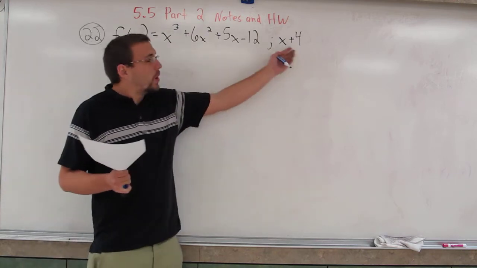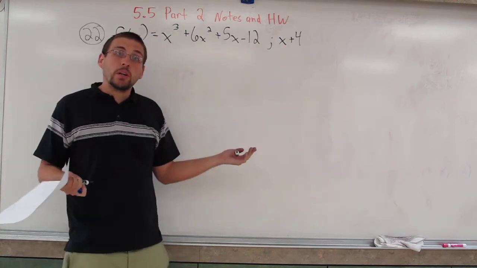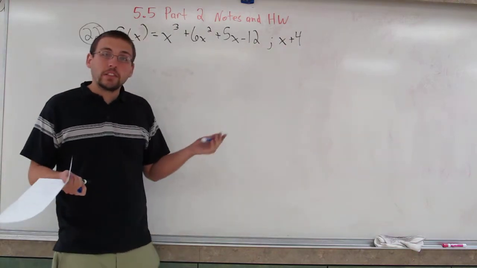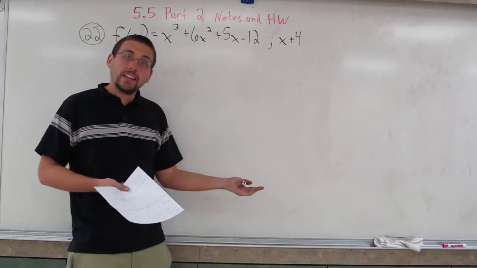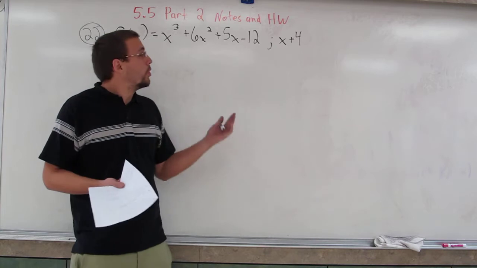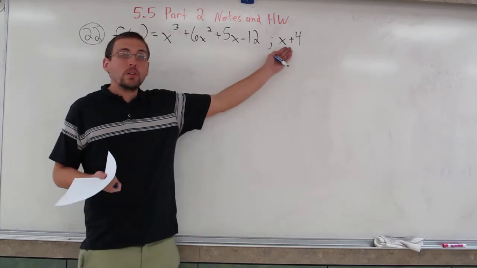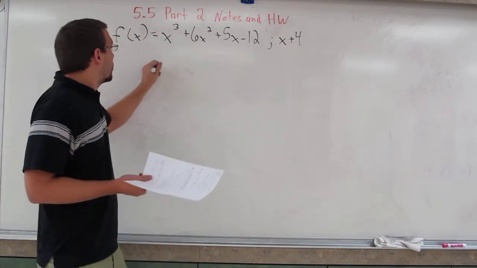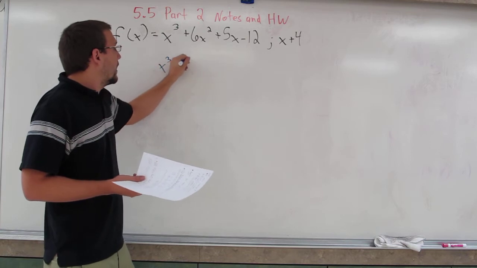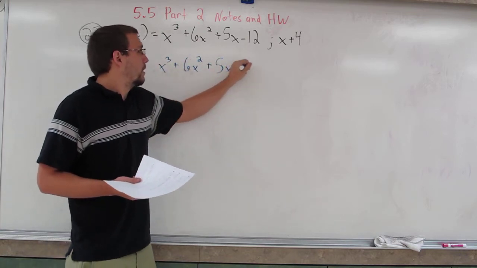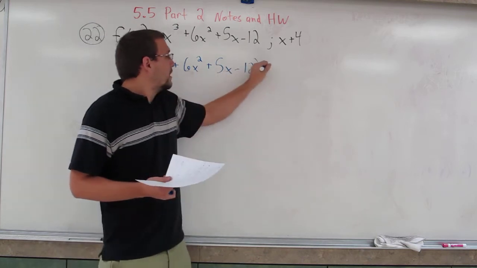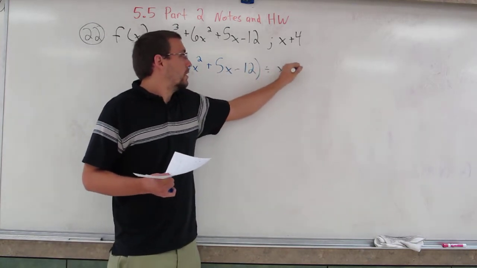If we need to know one of the factors, just like in our warm-up, we had 11 was a factor of 319. And when we knew 11 was a factor, we just divided to get the other factor. We're going to do the same thing. We know x plus 4 is a factor. So to factor this, I'm going to take my original polynomial and divide it by x plus 4.